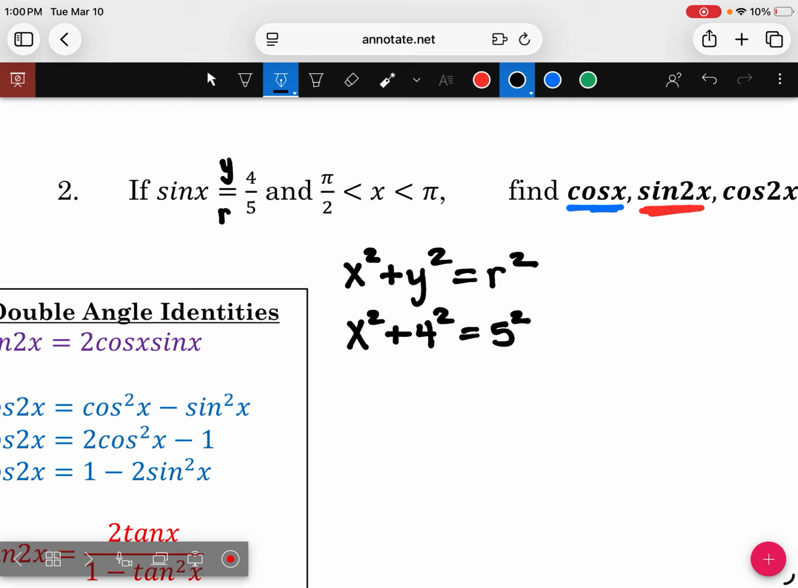So I'll give you a couple minutes to solve that for x. What did you get for x? 3. So x is 3.